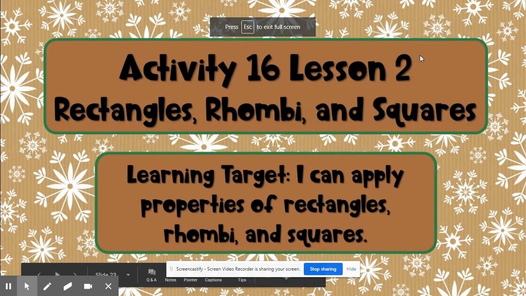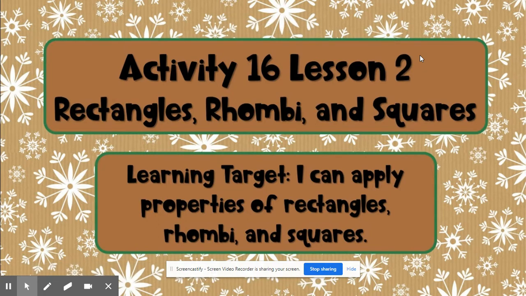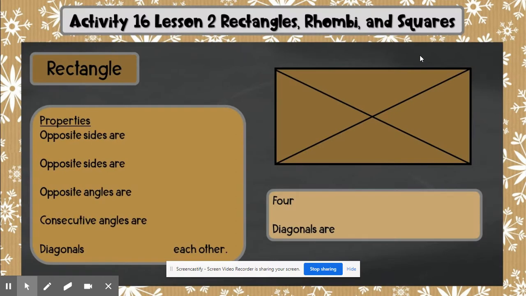So the learning target is I can apply properties of rectangles, rhombi, and squares. So here is a rectangle. Most of you are familiar with a rectangle. Now, the first five properties are the exact same as what we went over in the last lesson with parallelograms. So opposite sides are congruent. So the opposite sides here are going to be the same.